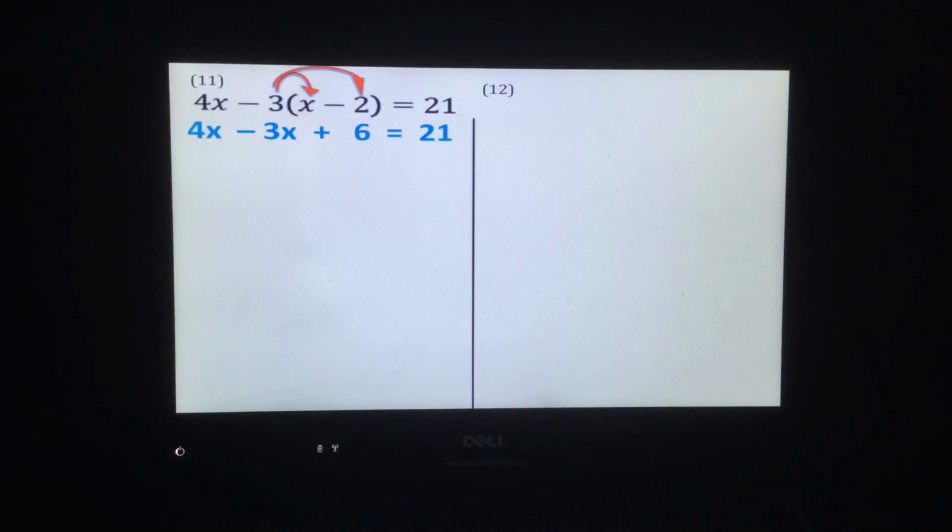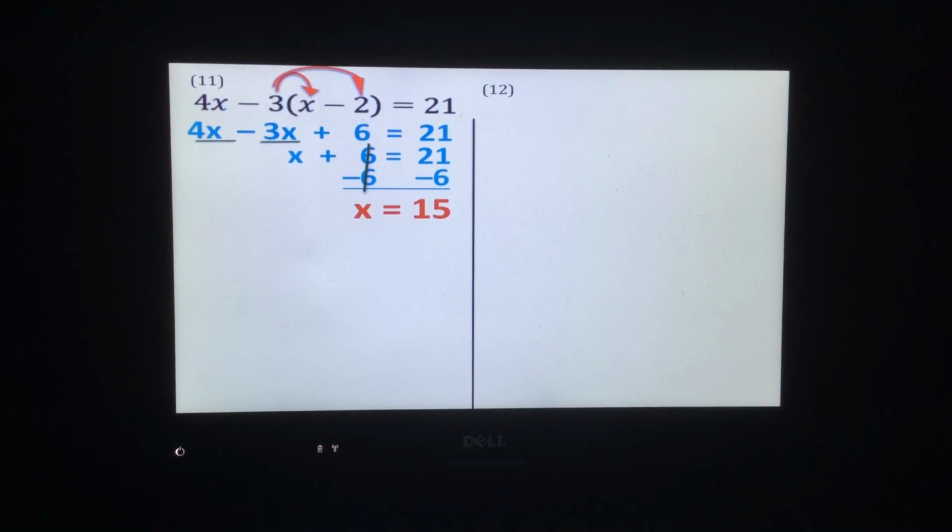And now we're going to go ahead and combine like terms. So now this kind of looks like number 10, where we put these together. 4x minus 3x, that gets you x. So x plus 6 equals 21. How do I get rid of that 6? We're going to subtract 6 from both sides. That cancels that one out. You get x equals 15.